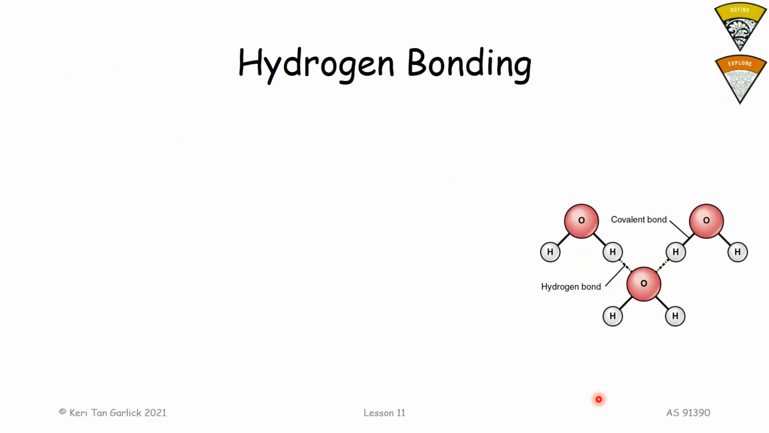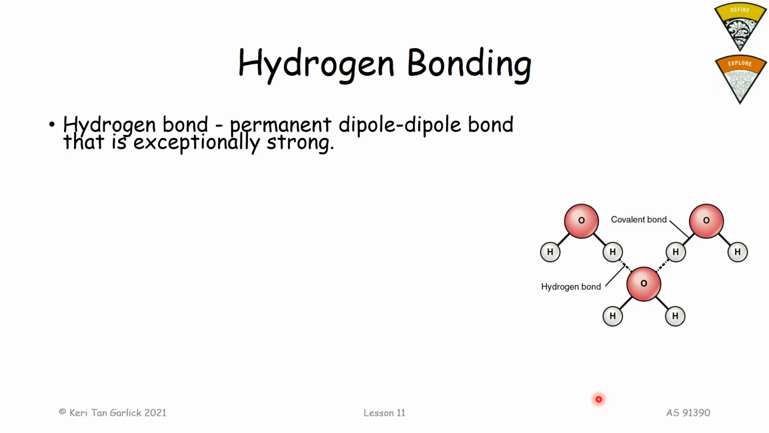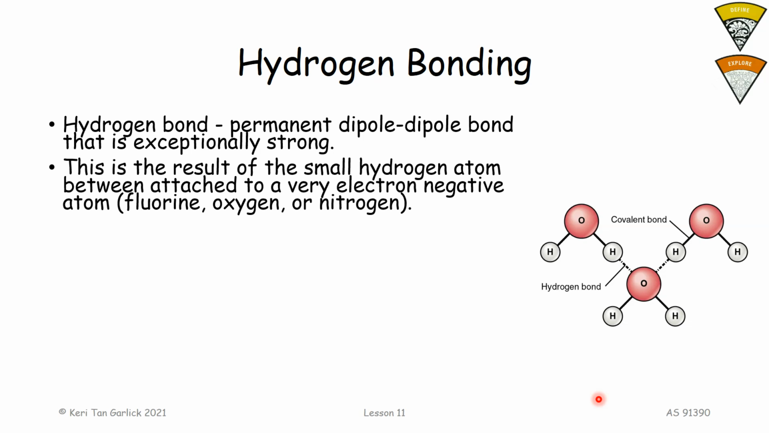boiling points. The last example then is the hydrogen bond, which you guys talked about last year. This falls under the category of a permanent dipole-dipole bond. It's just a special one because it is exceptionally strong. And there have to be really specific conditions to make that hydrogen bond. Basically, I need a hydrogen atom attached to something very electronegative: fluorine, oxygen, or nitrogen.